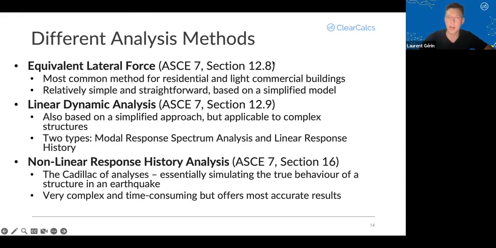Love to hear in the chat, actually, if you're using other methods than these three, or if you're using the dynamic analyses, would love to hear about it. For now, we'll stick to the ELF, the equivalent lateral force method.